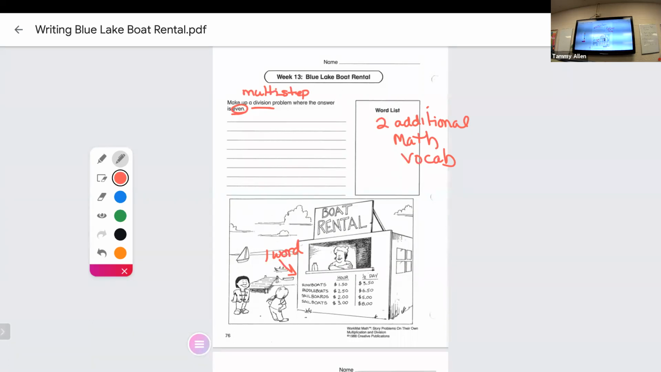In that multi-step, you have to do 2 operations. Do you understand that? Not the same operation over and over again. Ready to write that down? You hear me? Not just adding a bunch.